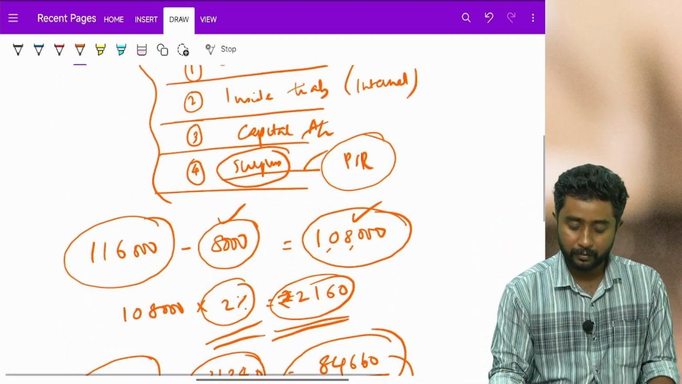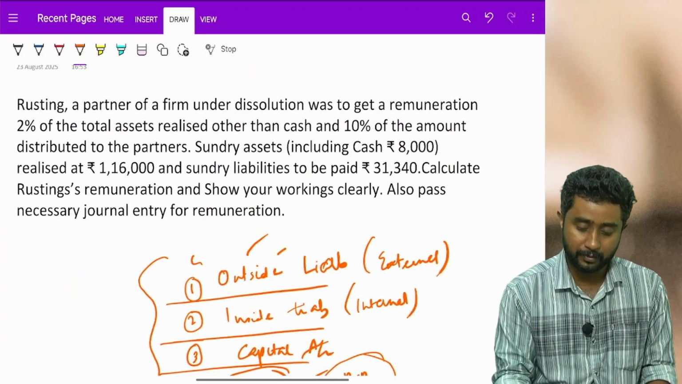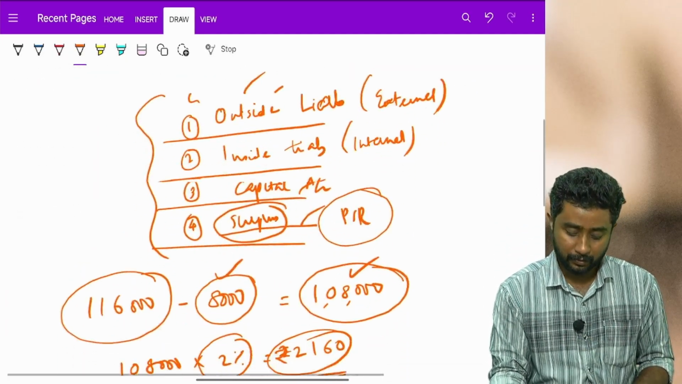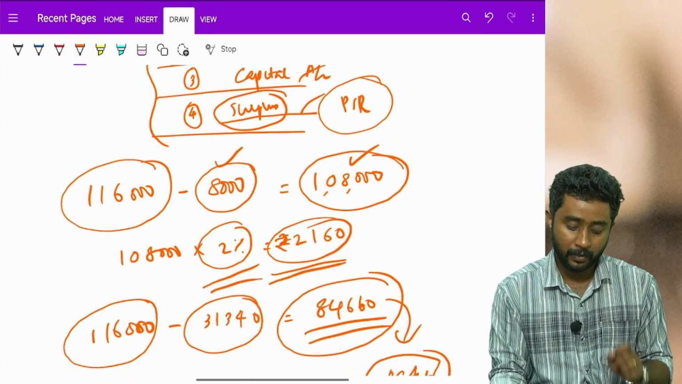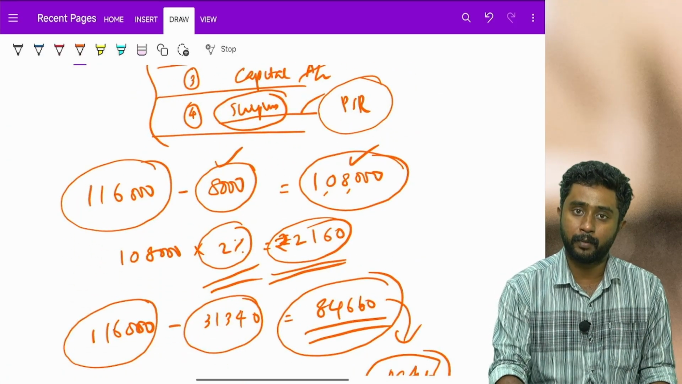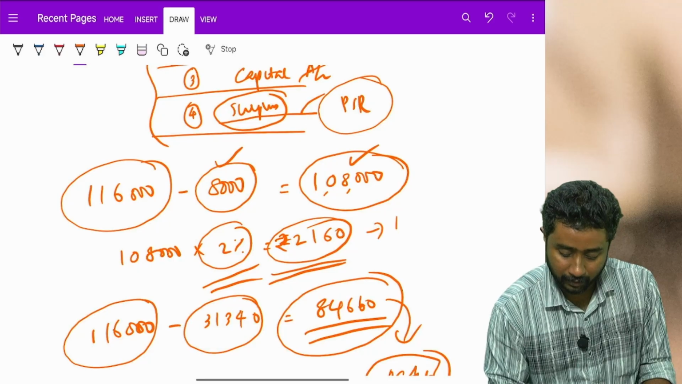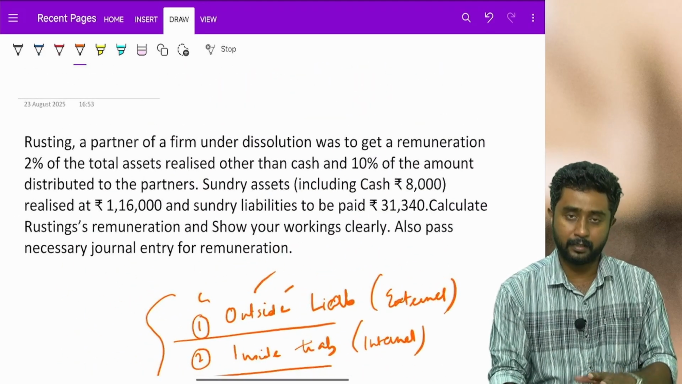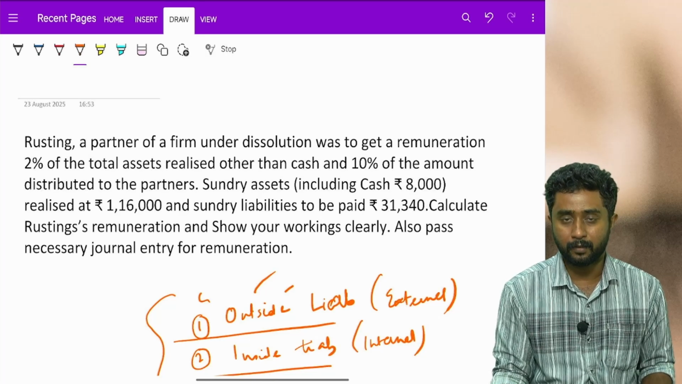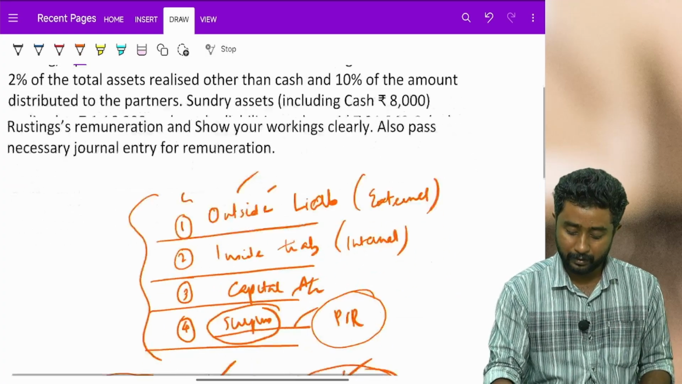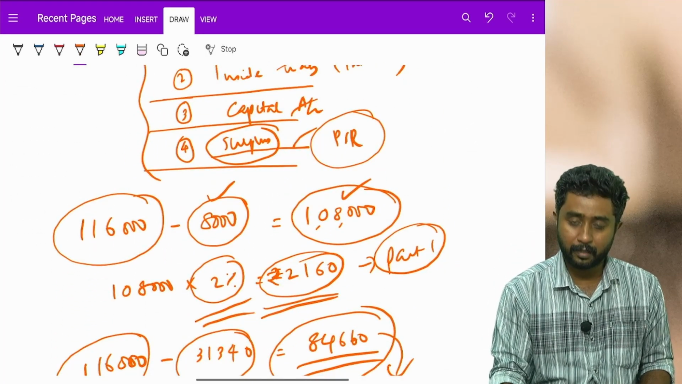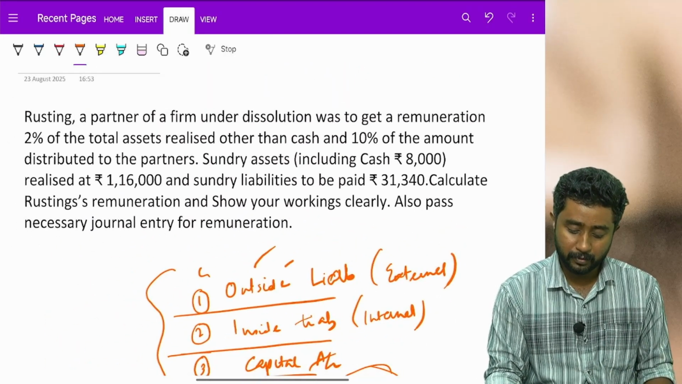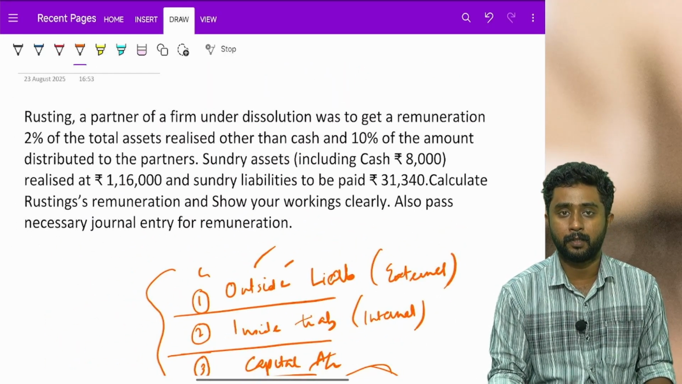That means out of the total assets realized value which is given here, 1,16,000, 8,000 is cash. We are excluding that cash part. So the rest of the amount is 1,08,000. 1,08,000, 2% we have to pay to that partner in the form of remuneration. This is part 1 of the remuneration. Still one more part is there, because remuneration is calculated in two manners or two steps. First step we have calculated. According to the first step, this is the remuneration 2,160, and also he is supposed to get 10% of the amount distributed to the partners.